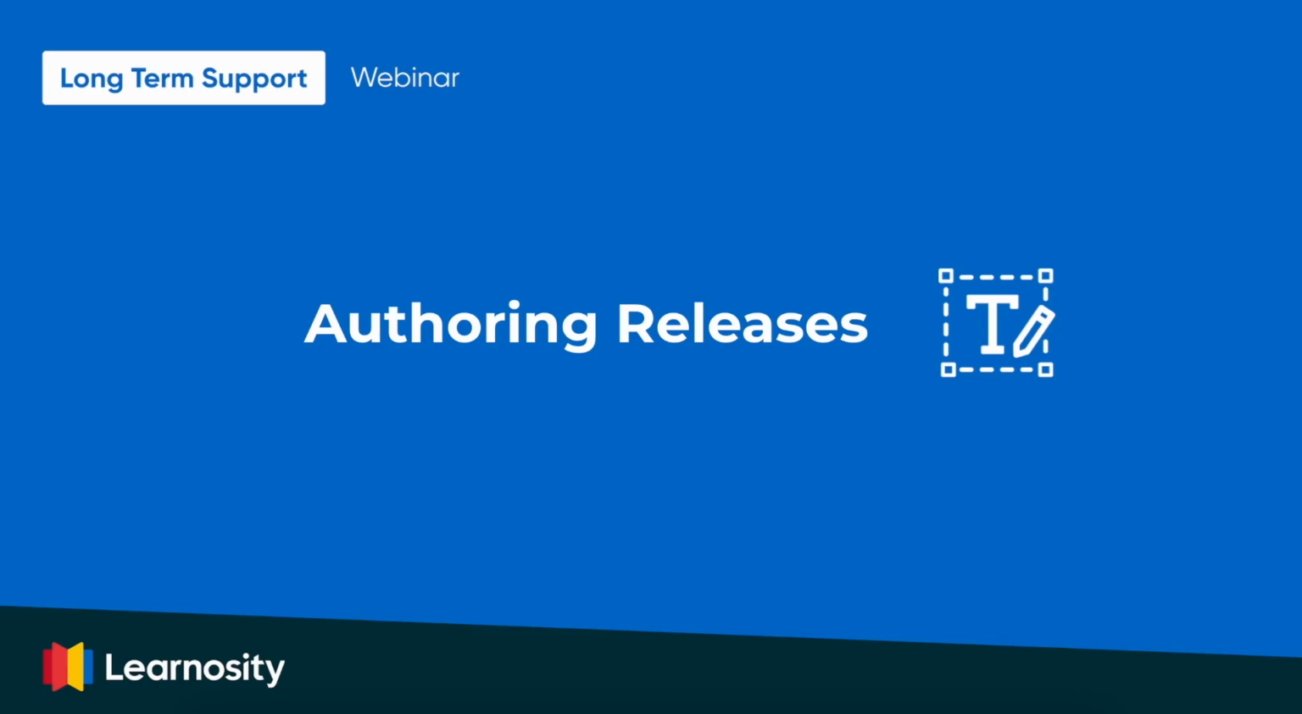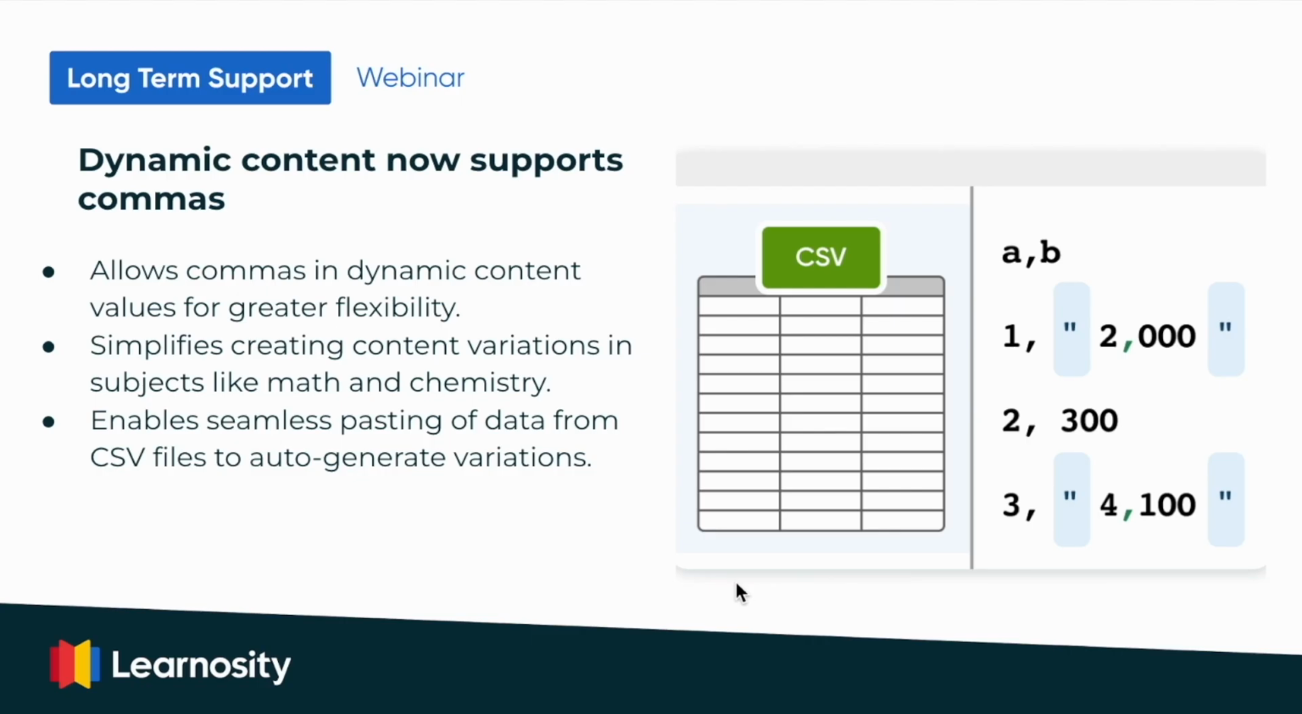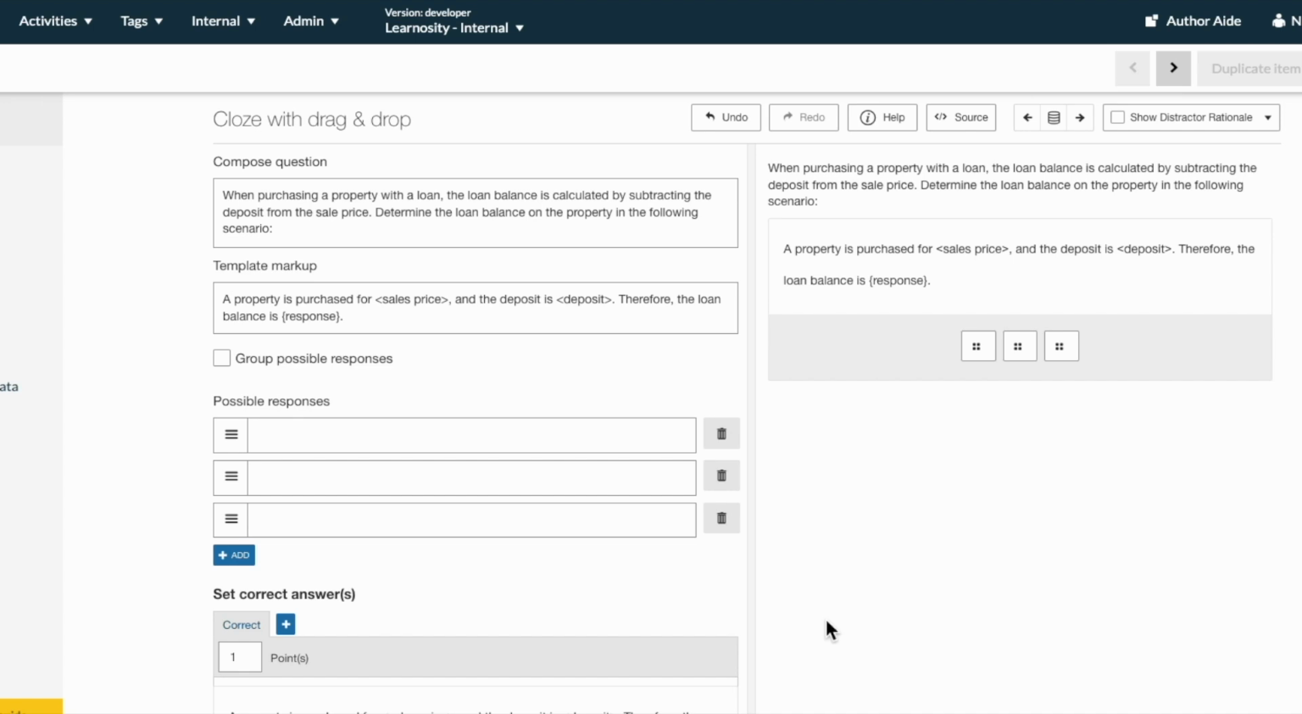Let's take a look at what's new in authoring. You can create many different variations of your assessments automatically with dynamic content values. And now you can use commas in your content while doing it. Save time authoring content in subjects like math and chemistry by simply pasting your data from CSV files to auto-generate variations. Let's take a look from the business studies subject, looking at basic property commerce.